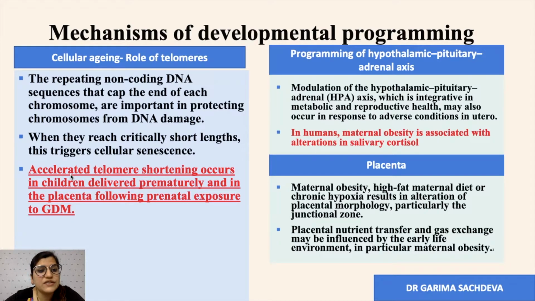Cellular aging occurs, and accelerated telomere shortening is particularly seen in children who are delivered prematurely and following prenatal exposure in GDM. In patients with GDM, in which the placenta is exposed to high glucose levels, it has been seen that there is accelerated telomere shortening and hence cellular aging.